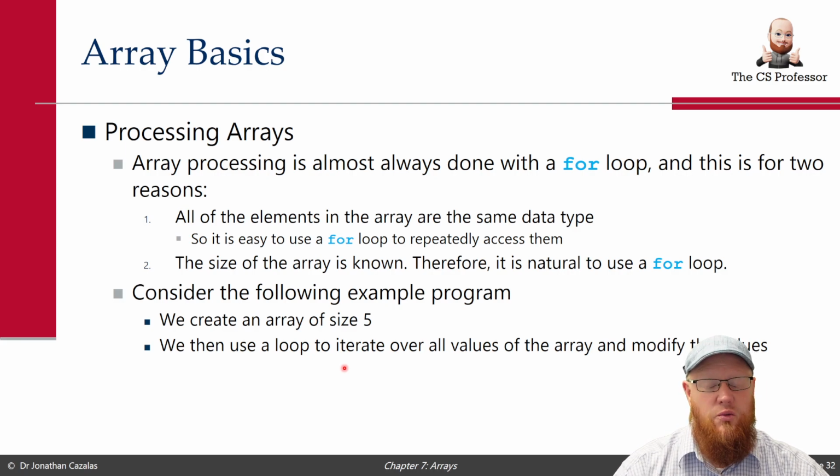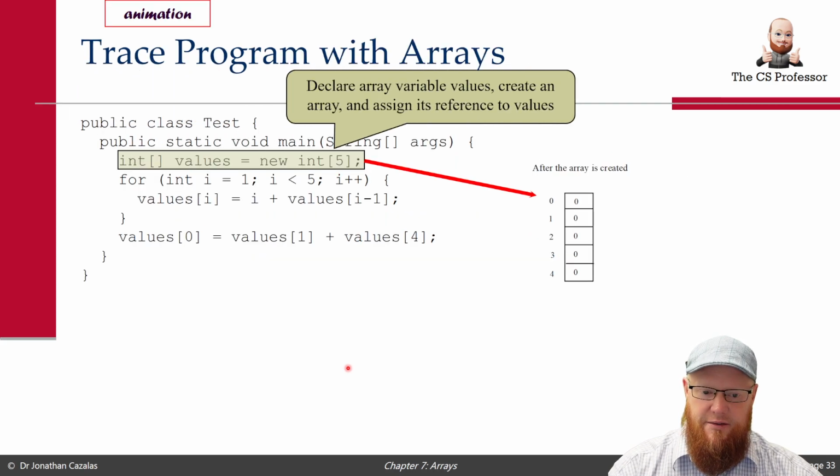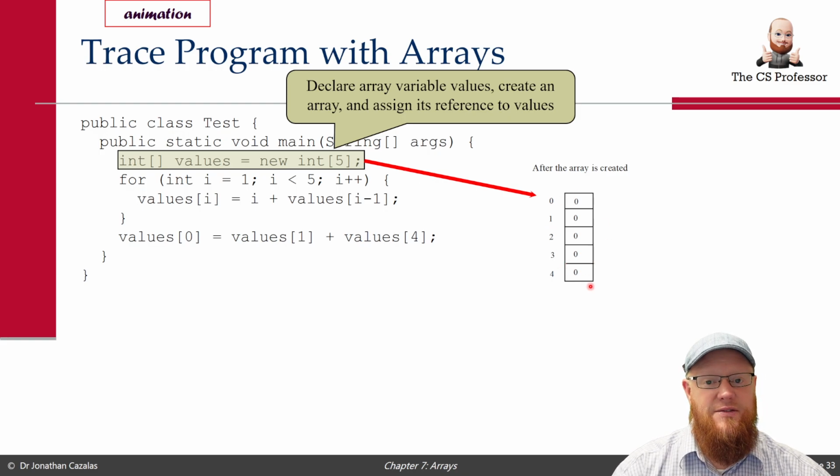We're going to create an array of size 5, and we then want to loop over that array, to iterate over that array and modify the values of this array of size 5. So we have this array here of size 5 integers. We've saved the address of that array into this variable values. And so here's the array right here. Everything has a default value of 0 as we've discussed. And what follows is we have a for loop.